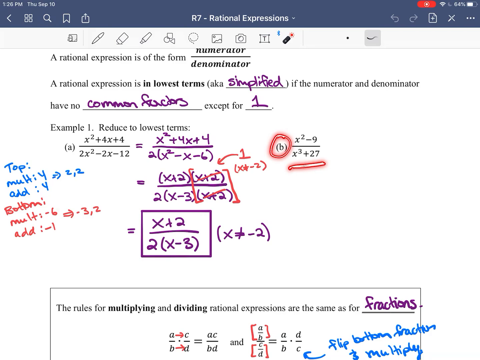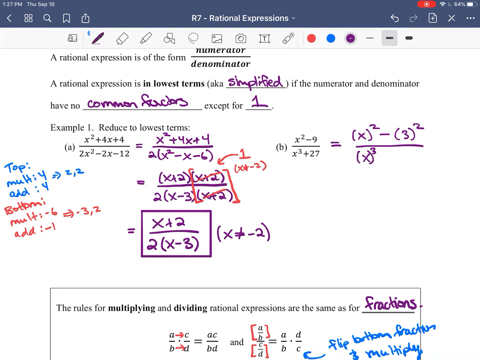So we're reducing this rational expression into lowest terms. Basically we want to simplify this expression. In order to do that, we want to cancel any common factors. It's hard to see if there's any common factors here, but I notice that the top is a difference of squares and the bottom is a sum of cubes. So let's just rewrite that. The top is x squared minus 3 squared, and the bottom is x cubed plus 3 cubed.